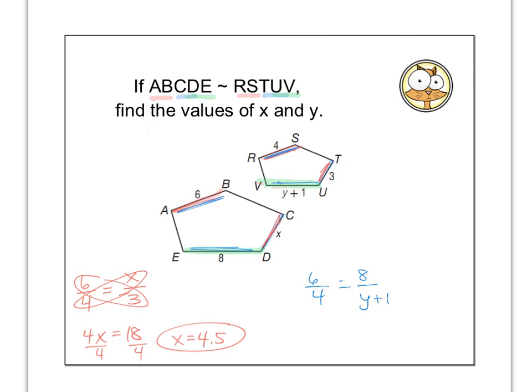Again, cross multiply. So you're going to multiply 6 times y plus 1 and 8 times 4. 8 times 4 is 32. Now you have to distribute the 6, so you're going to get 6y plus 6 equals 32. Subtract your 6, so you're going to get 6y equals 26, and then divide by 6. And it's kind of a weird number. It's 4.3 repeating.